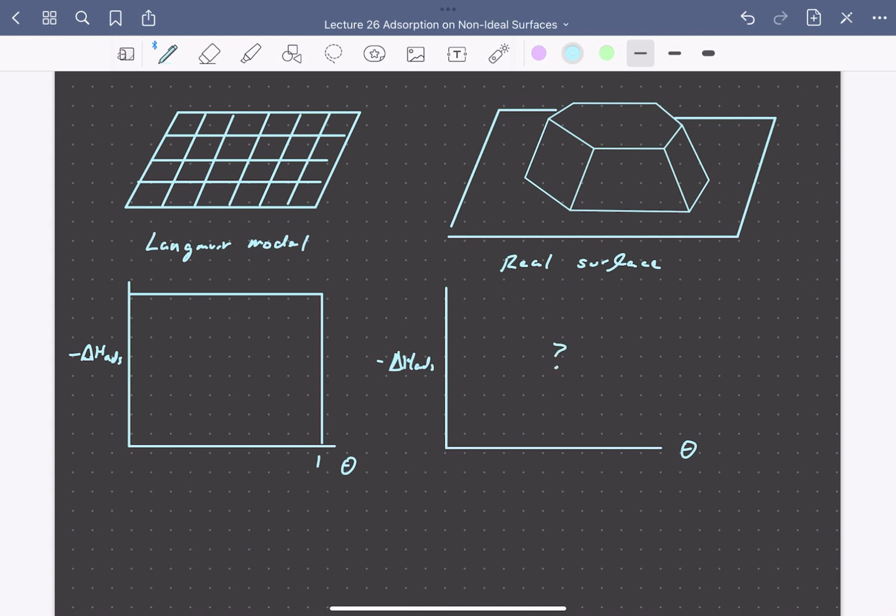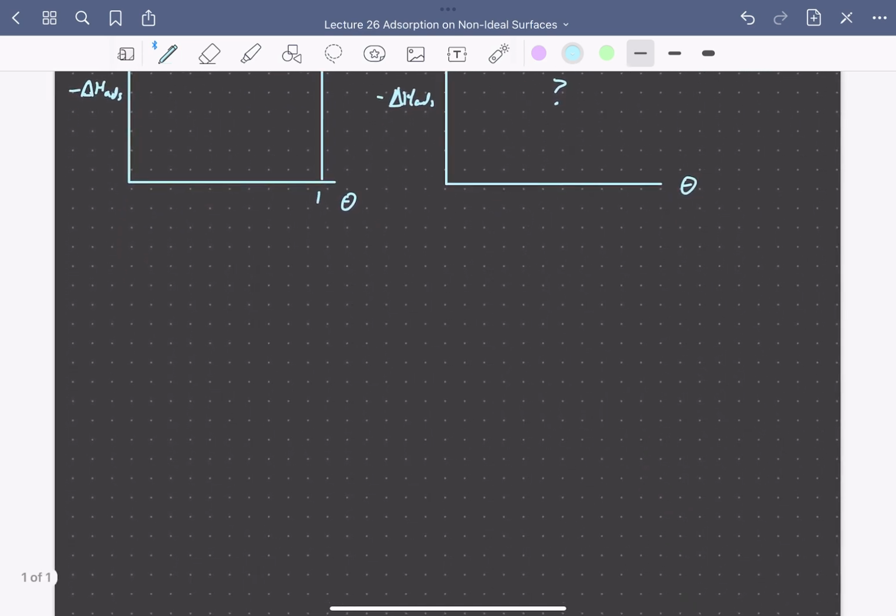What we could do to treat non-uniform surfaces mathematically is to divide the surface into a number of Langmuirian type ensembles, which are populated according to their adsorption energies. So let's look at how this works. We could say that the coverage of some species A would be equal to the fraction of the surface with some adsorption energy, which we'll call F_i, times the coverage of those types of sites. And we'll sum over all the different types of adsorption energies that we have on the catalyst.